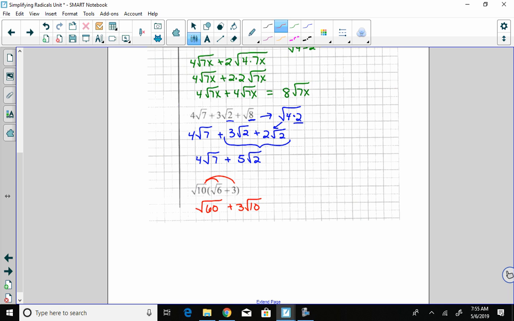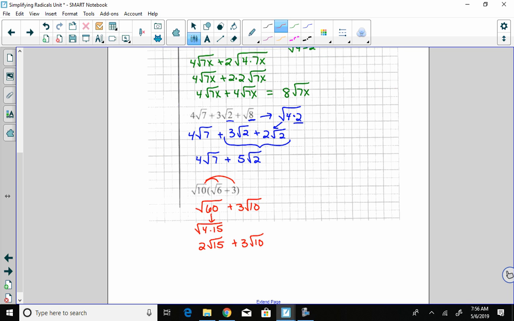You're like, okay, now what? If I break this into 6 times 10, because that would make sense, but I can't take the square root of 6, so that's not going to help me at all. So I'm actually going to break the square root of 60 into what I do know works, 4 times 15, right? Because I know that's the perfect square, the largest perfect square that goes into 60. So I'm going to make this become 2 square roots of 15 plus 3 square roots of 10.